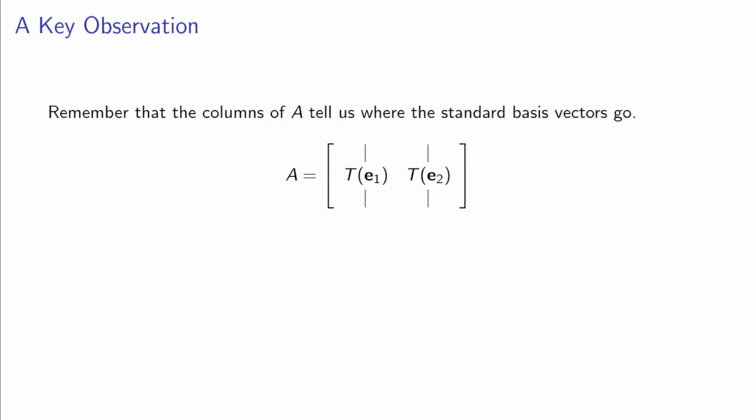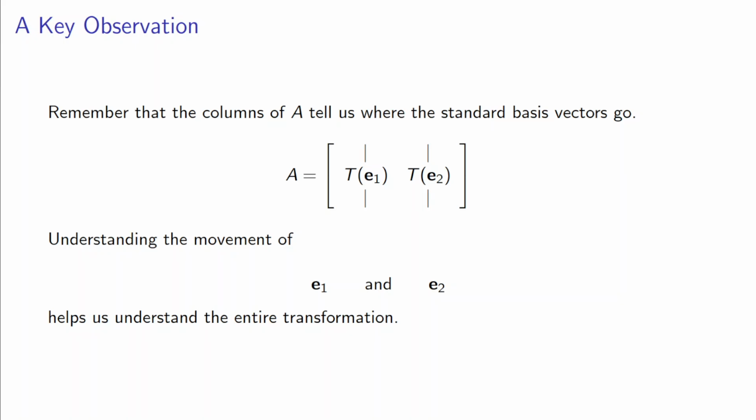Remember, the columns of A tell us where the standard basis vectors go. So A equals [T(e1) T(e2)]. I'll just remind you, e1 is the vector (1, 0), and e2 is the vector (0, 1). Understanding the movement of e1 and e2 helps us understand the entire transformation.